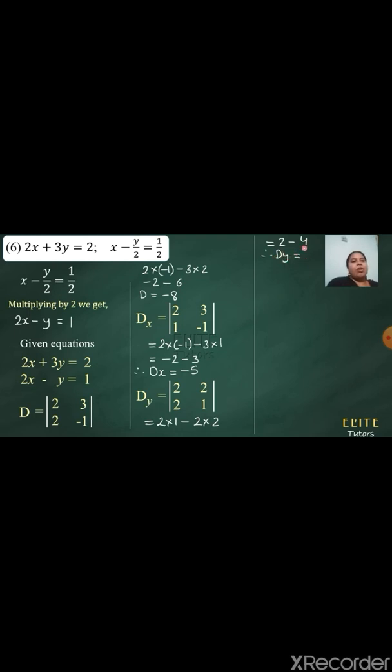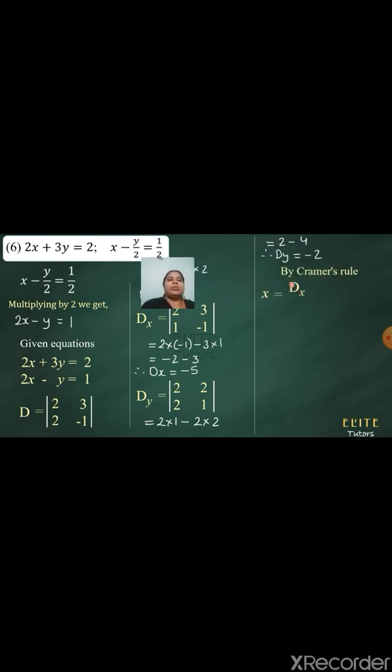We have got all the values now. D we have got, dx we have got, and dy we have got. What is now left is to use Cramer's rule. So by using Cramer's rule, we get x is equal to dx upon d, and that is, substitute the values, minus 5 upon d, which is minus 8. Minus and minus get cancelled. Since it cannot be further reduced, leave that as a final answer. So x is equal to 5 upon 8.